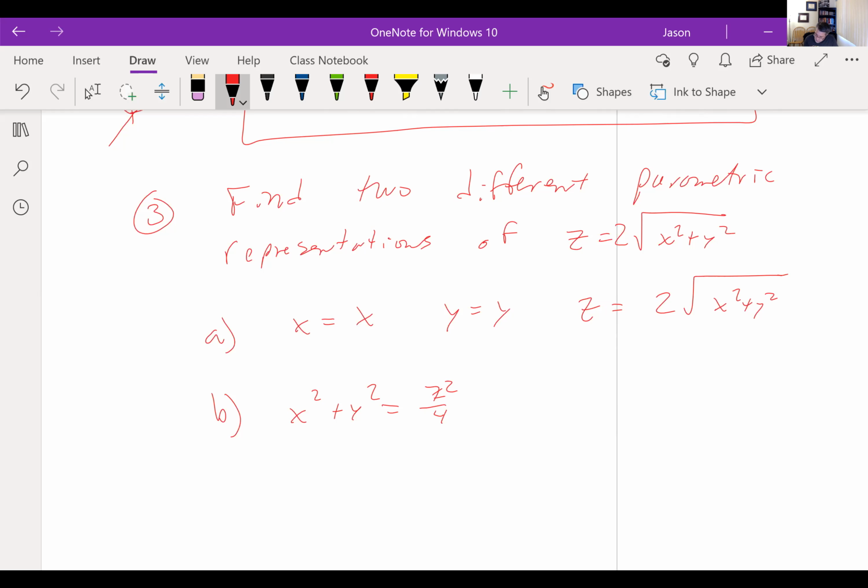S obtained by rotating the curve y equals f of x about the x-axis. Okay, so I have some sort of function being rotated about the x-axis.